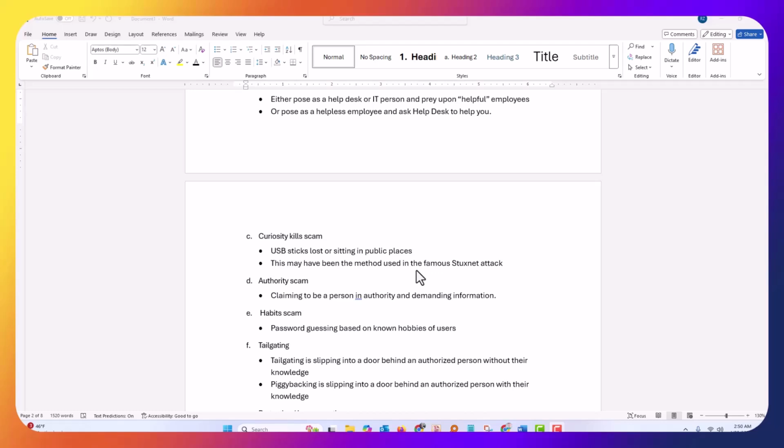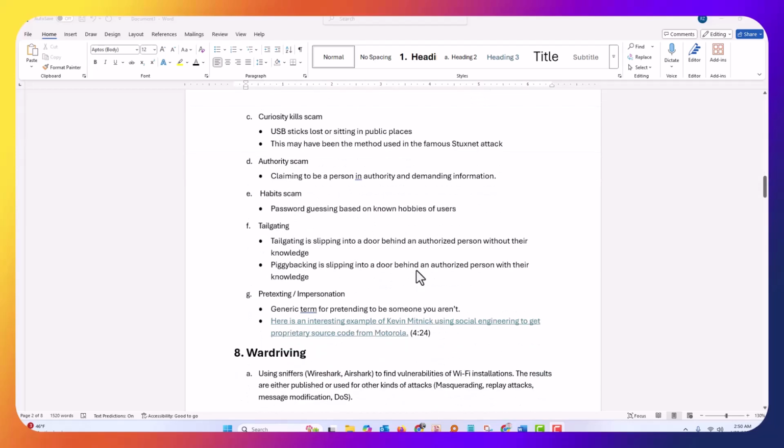The authority scam, claiming to be a person in authority, demanding certain information like passwords or whatever. The habits scam, in other words, password guessing based on the hobbies that you learn about a user. Now, these other 2 are not really wireless scams. By the way, none of these were totally wireless scams, but may still be considered social engineering.